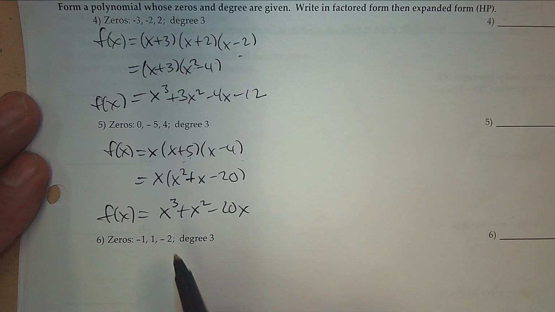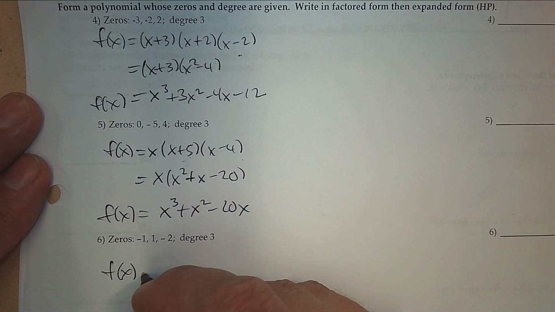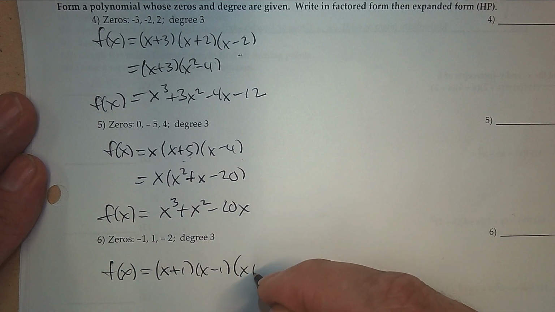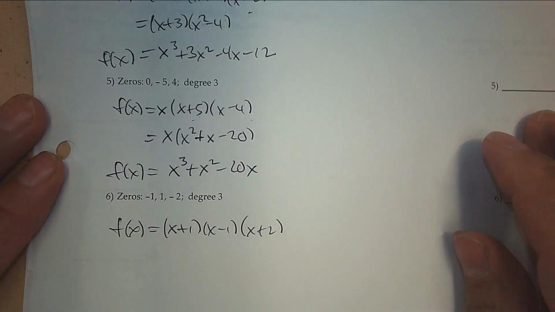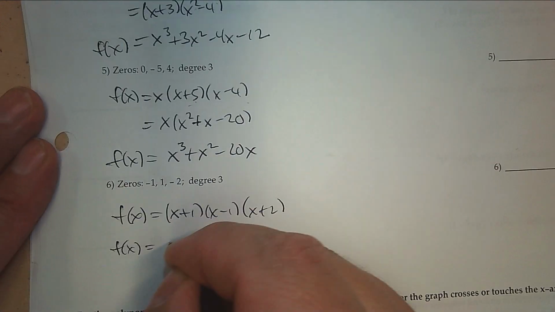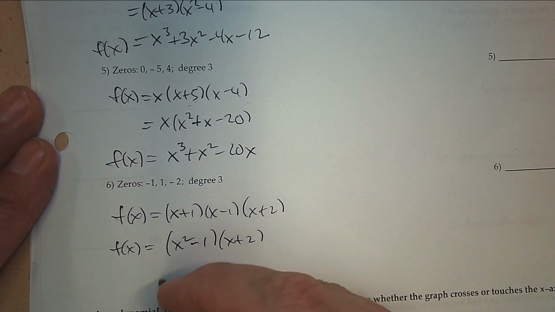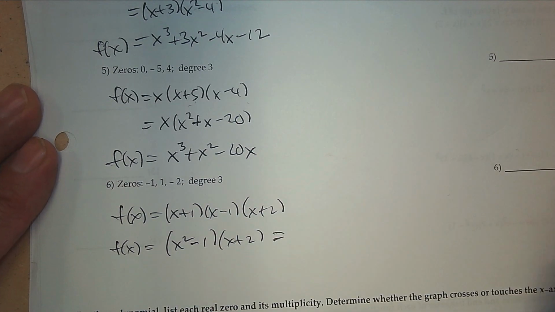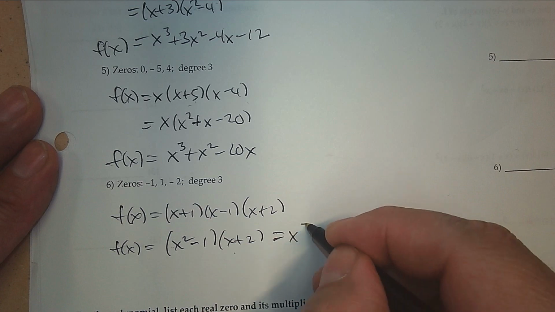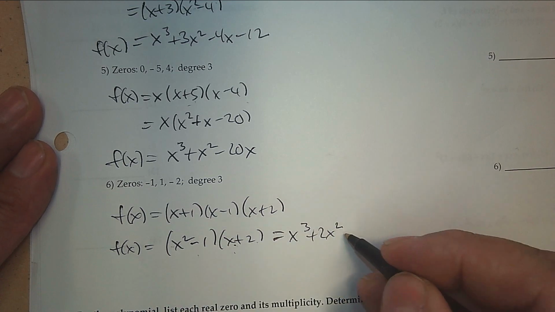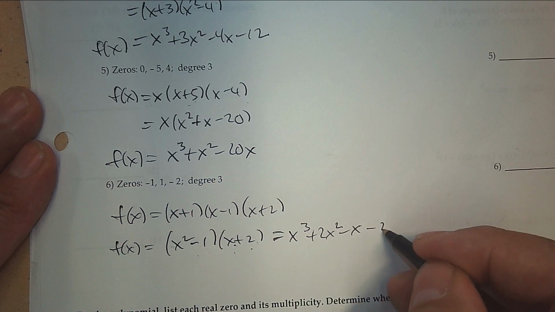Number 6, the zeros. So we have x plus 1, x minus 1, x plus 2. So I'm going to multiply the first two together because it's easy. That's x squared minus 1. And then I'm going to FOIL and go x squared times x, x squared times 2, negative 1 times x, and negative 1 times 2.